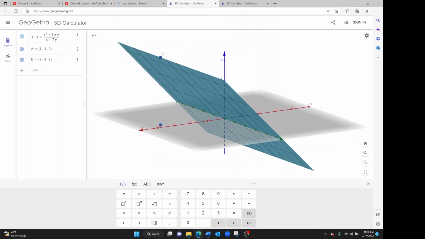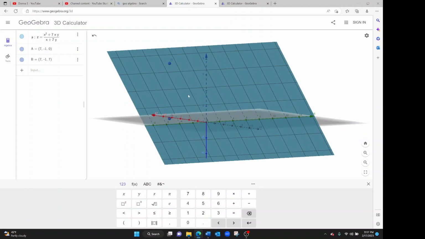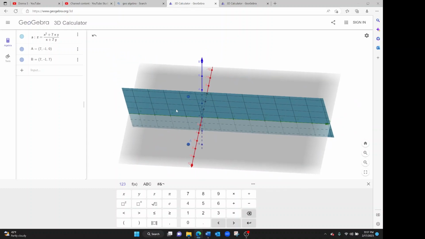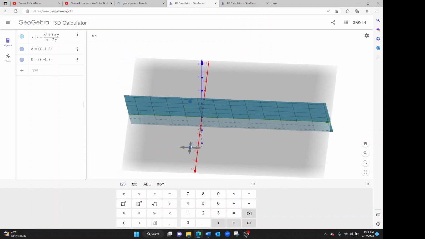I need to, it doesn't look like it's on my plane, does it? And that sometimes happens when you use these programs. So I had to make my plane a little bit bigger because that plane goes on forever. And so you can definitely see that it's hitting that plane, and you can see that it's straight. It's going straight up to there, and that's where it's hitting that plane.